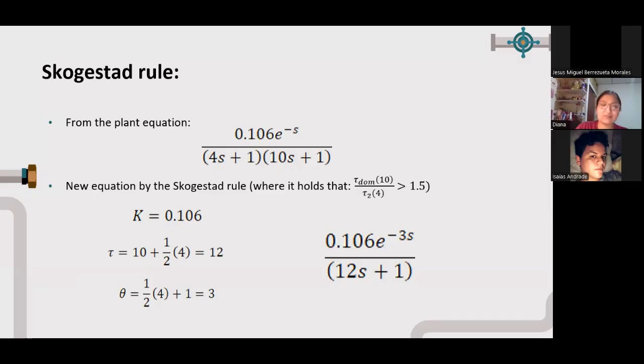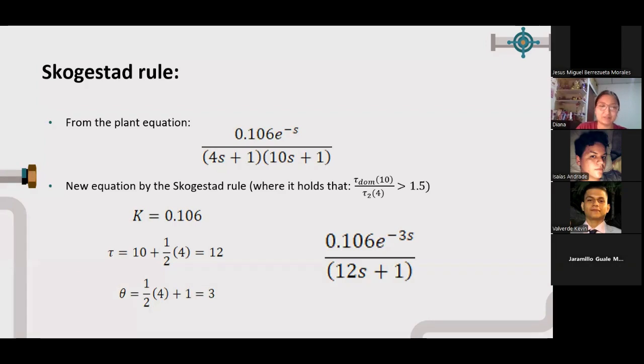which equals 12. And the dead time is the second higher tau divided by 2 plus 1, which is the dead time from the previous equation, and this equals 3. And in this method, we can get the reduced plant.